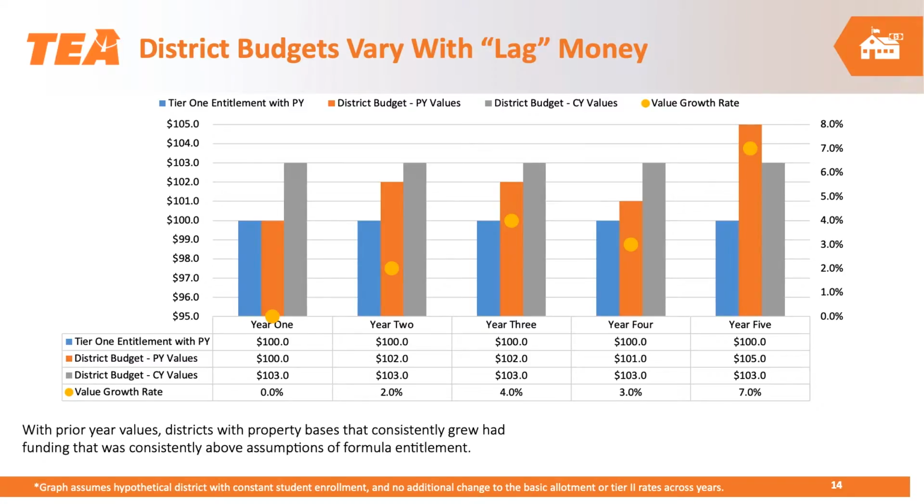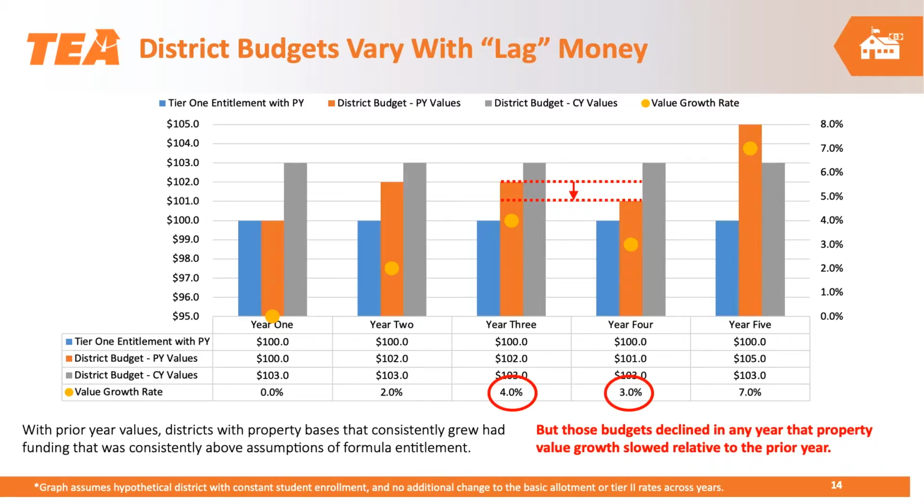So another key takeaway from this is that district budgets using prior year values were inconsistent. They varied according to the value growth rate. You can see the value growth rate is the yellow dot, and the higher the growth rate, as it is in year 5, when it's at 7%, the greater the district budget, but it can fluctuate up and down depending on the size of the growth rate.